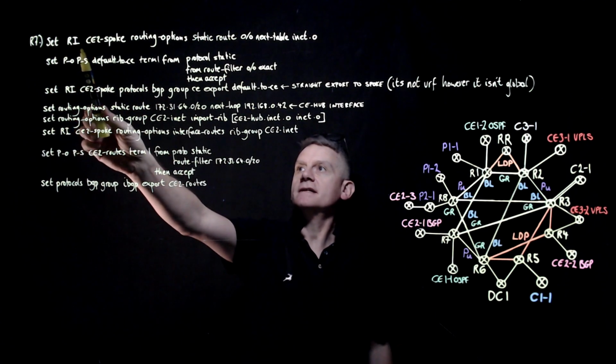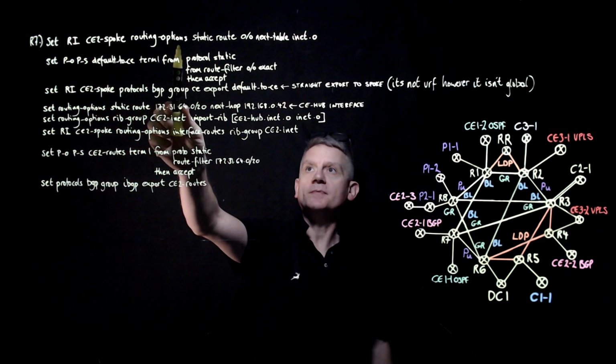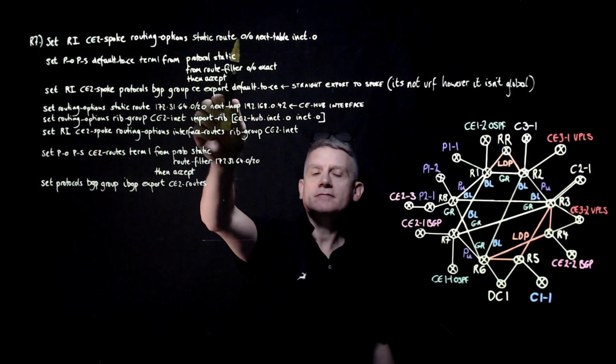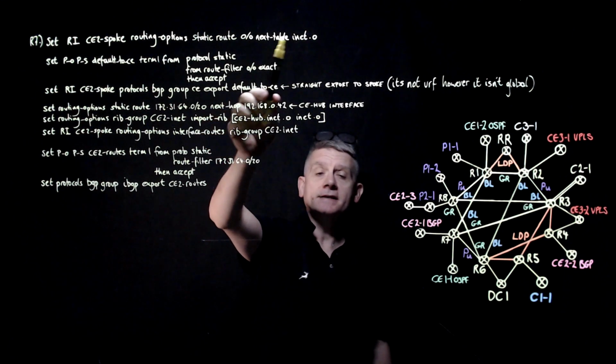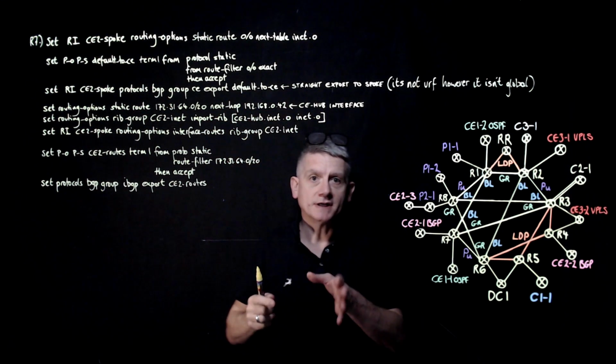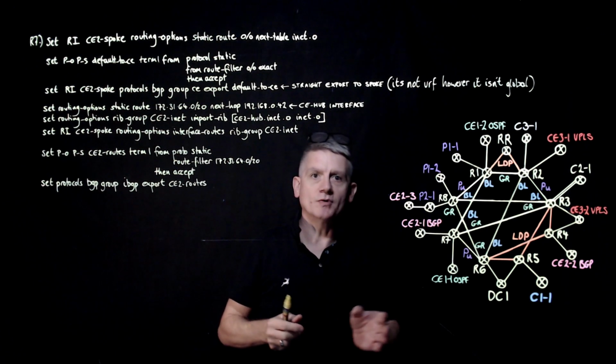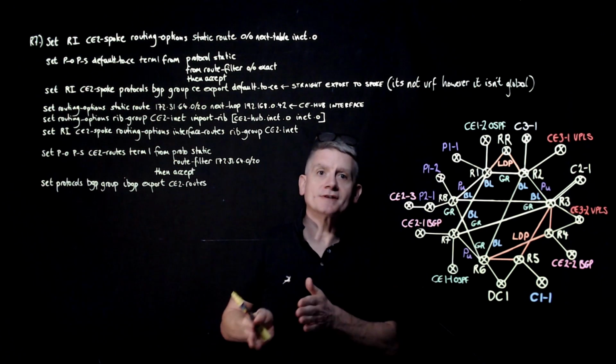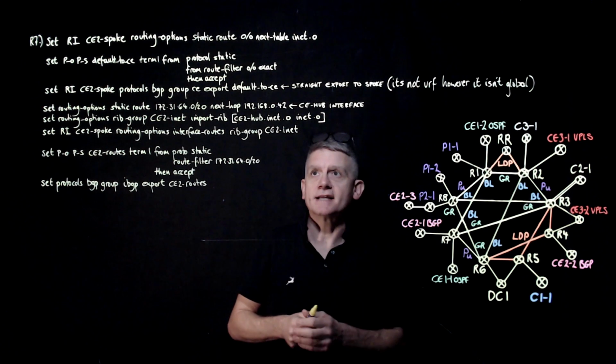So set routing-instance CE2 spoke routing-options static route, effectively the internet, next-table inet.0. So we're literally pointing our static route to the next table. And so we're just breaking out of the VRF, we're jumping to the next table.